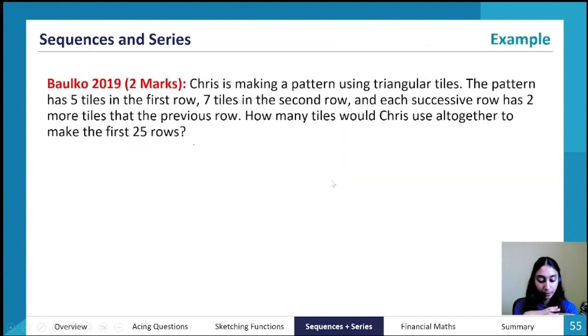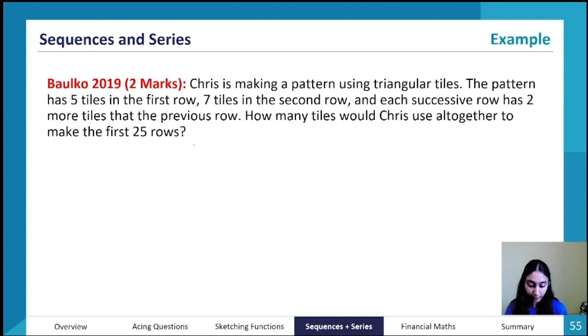Okay, so we have a question, also from Bottom Hills. Chris is making a pattern using triangular tiles. The pattern has 5 tiles in the first row, 7 tiles in the second row, and each successive row has 2 more tiles than the previous. How many tiles would Chris use altogether to make his first 25 rows? I'll give you a sec to pause this question and work through this on your own, okay?